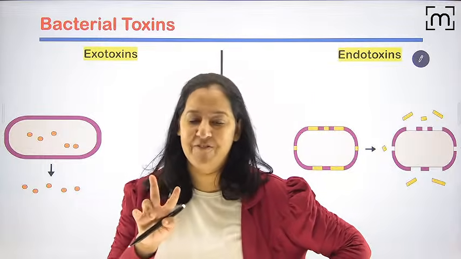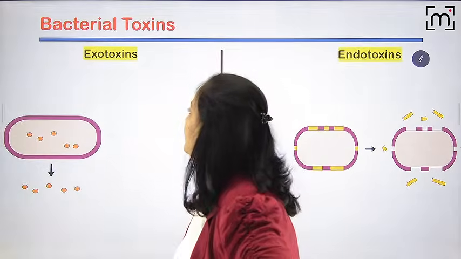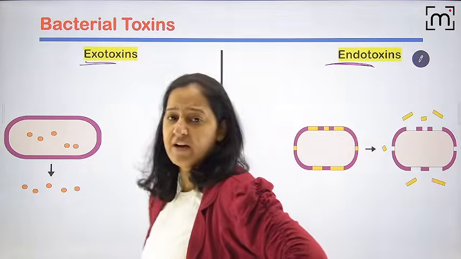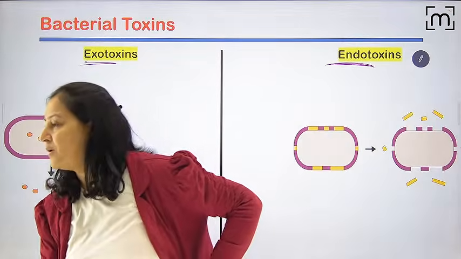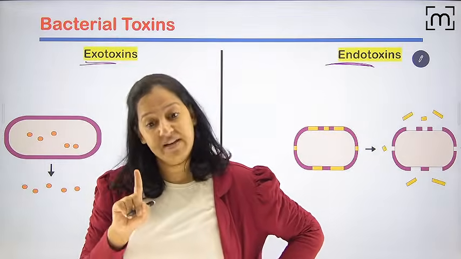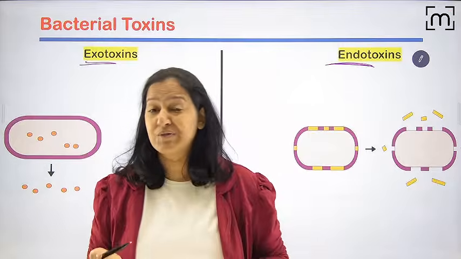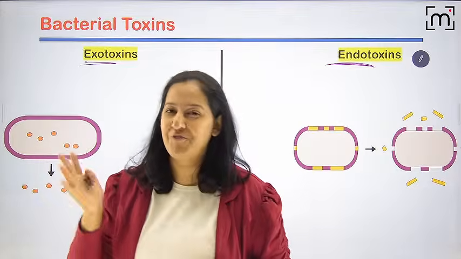There are 2 types of bacterial toxins. What are the 2 types of bacterial toxin? Exotoxin, endotoxin. I guess everyone knows the 2 types of bacterial toxin. One is exotoxin, one is endotoxin. You get many true-false questions on that, and most of the students are always confused. I will tell you in the form of a story.